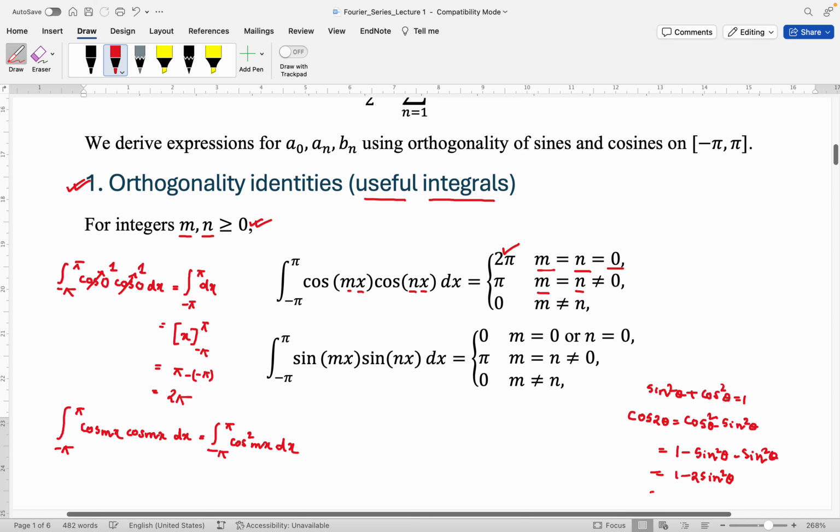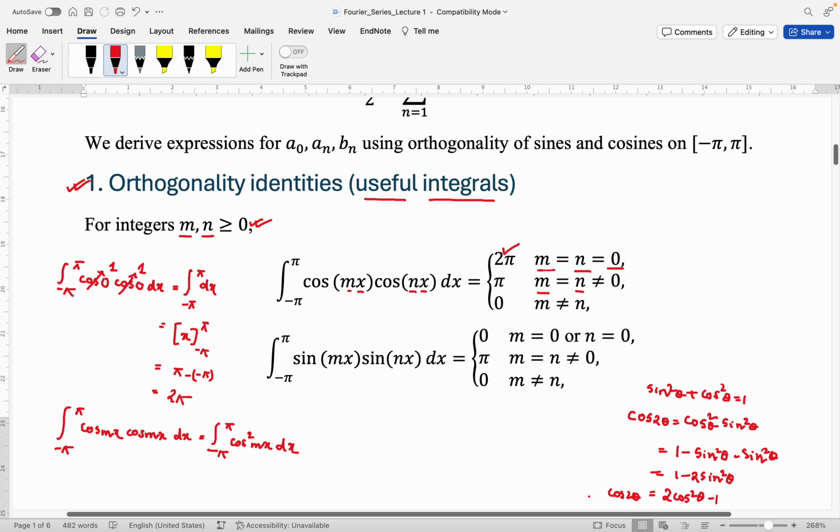In a similar way, if in place of sine square I write 1 minus cos square theta, then the answer would be 2 cos square theta minus 1. So this way also we can write it. Here we have cos square theta, and we cannot integrate this directly. So the best way is to take this result: cos 2 theta is equal to 2 cos square theta minus 1.